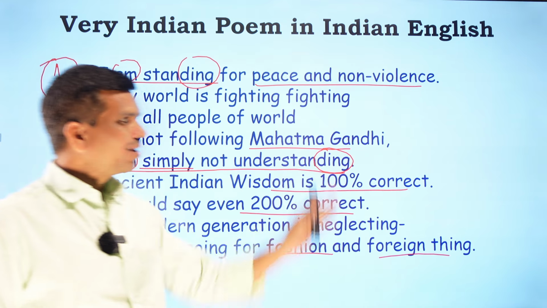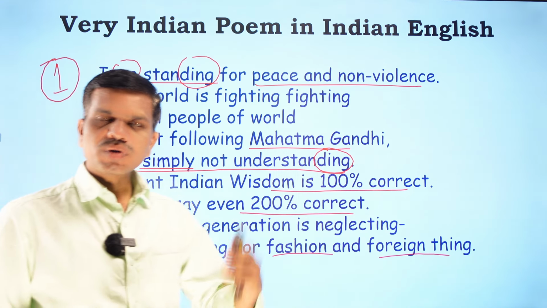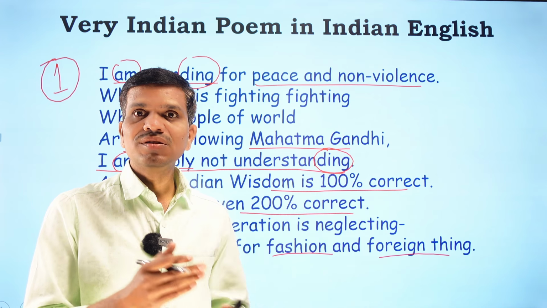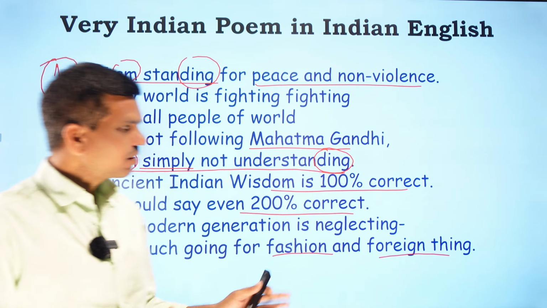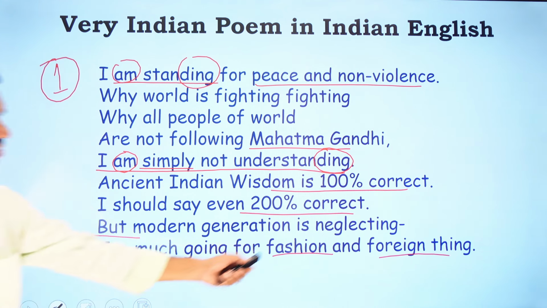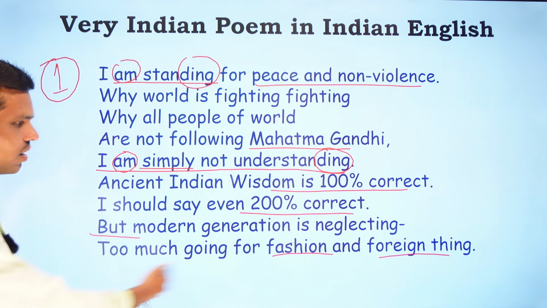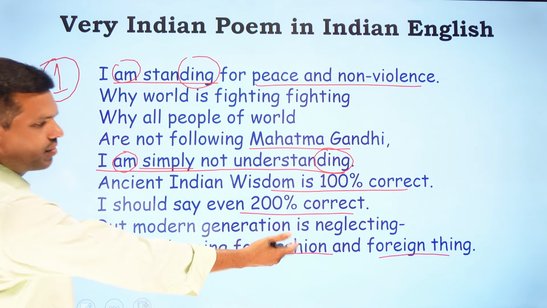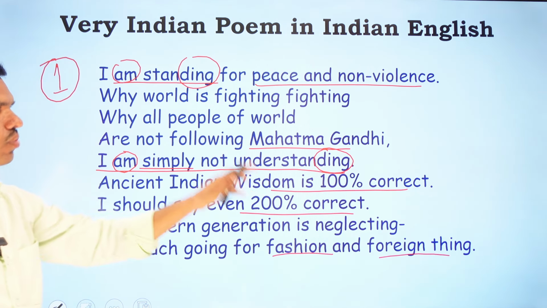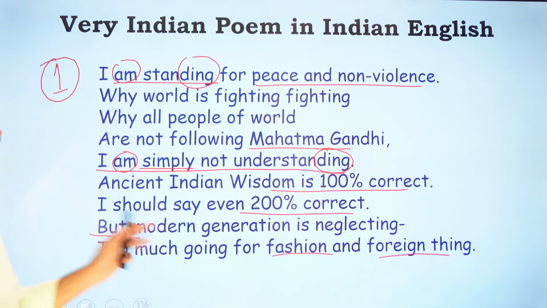in India. So this poem is very important, not only as an English poem, but because it uses Indian English, and hence it becomes more significant for study. Too much going for fashion and foreign things. So the younger generation is just behind fashion and foreign things. Instead they should go for peace and non-violence, the principles of Mahatma Gandhi, or ancient Indian wisdom. So this is the first stanza.